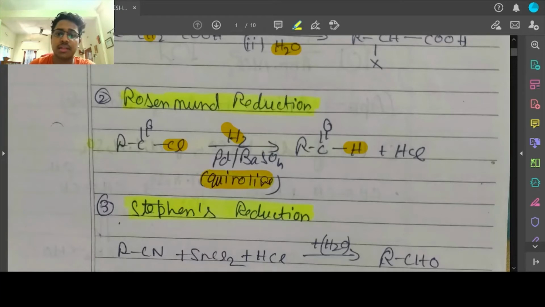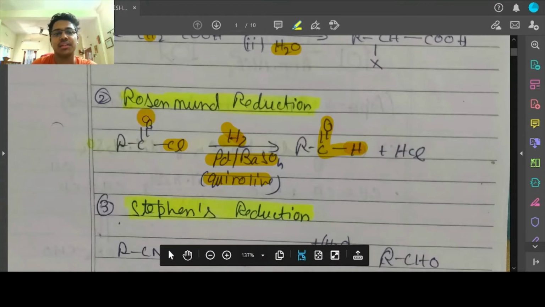Quinoline, they might give you this term anyhow. So remember this term, Pd-BaSO4 or quinoline. RCOCl, the C double bond O group, gives an aldehyde. This group is known as an aldehyde group.